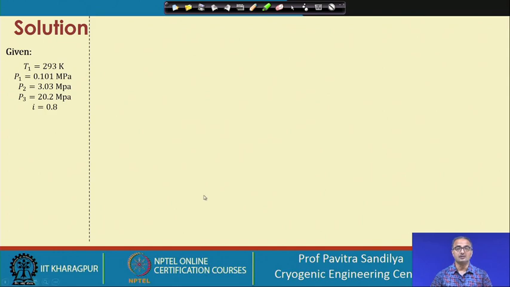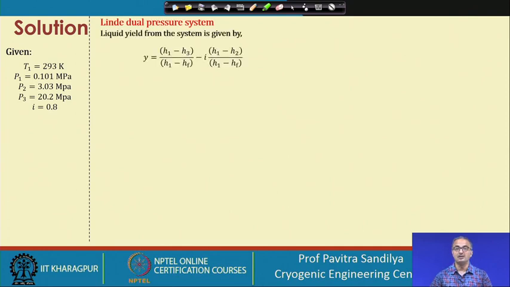So, first write down all the conditions which are given to us here. These are the initial temperature and pressure, this is the intermediate pressure and this is the final pressure, and T2 and T3 are also equal to T1. So, T1, T2, T3 are all the same, so we have not written those things separately. Okay, temperature is constant. So, first let us look into the Linde dual pressure system, and in this the liquid yield is given by this particular expression.